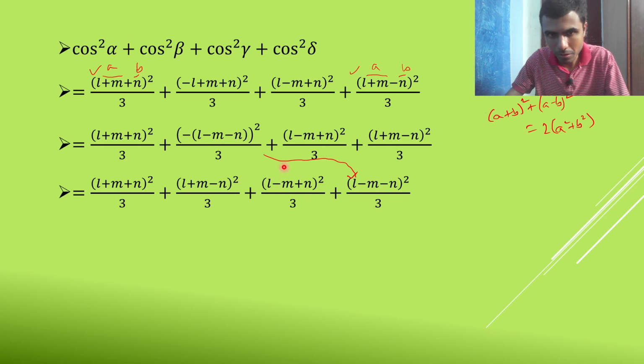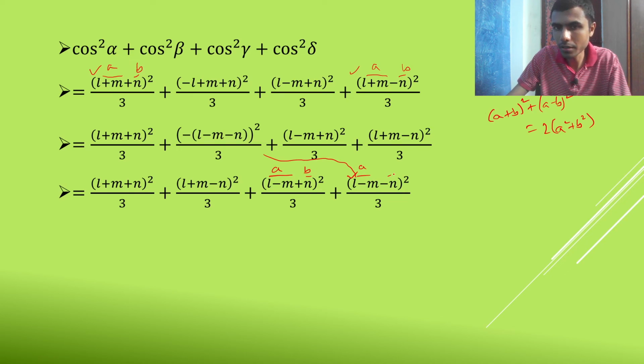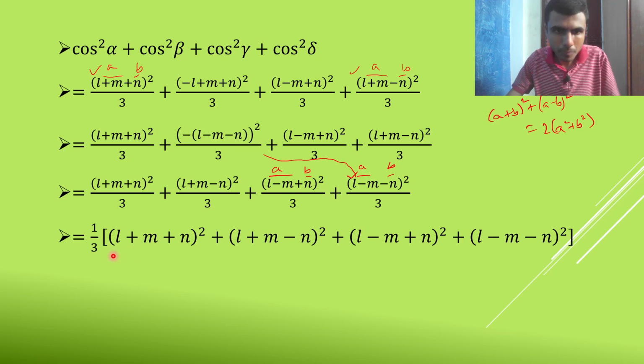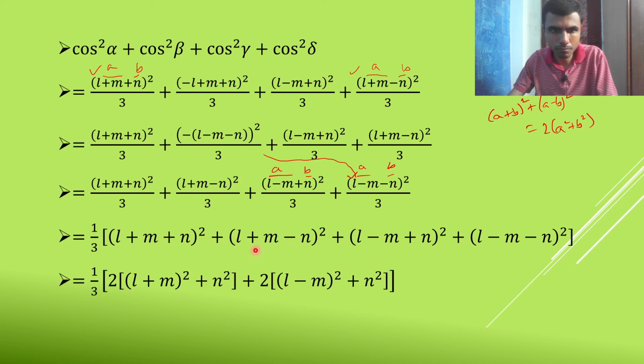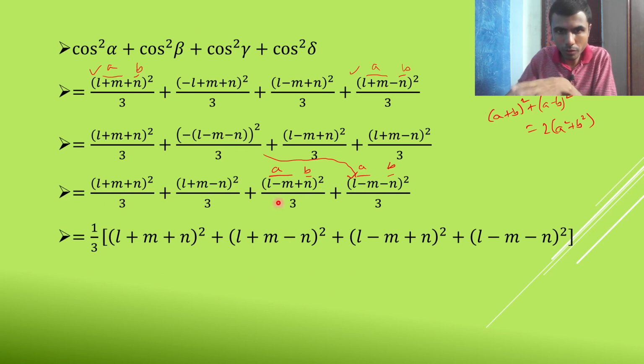Now, if you observe this, this if you'll consider as A, and this if you'll consider it as B. So this is of the form A plus B whole square plus A minus B whole square. Now see it. I took 1 by 3 common. All of them have the same denominator, so 1 by 3 I can keep it outside, and a square bracket, and have this. This is what I have.